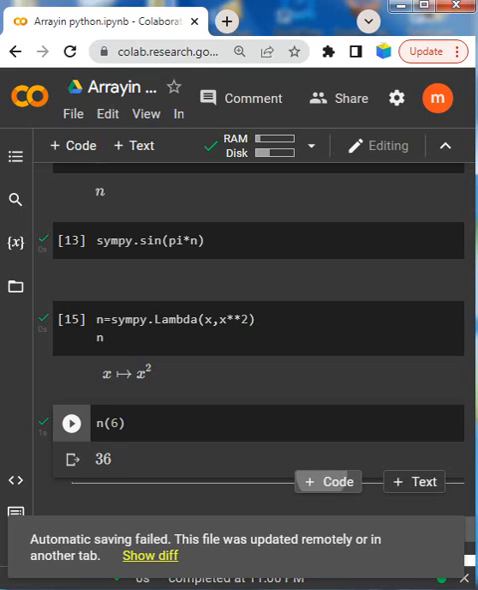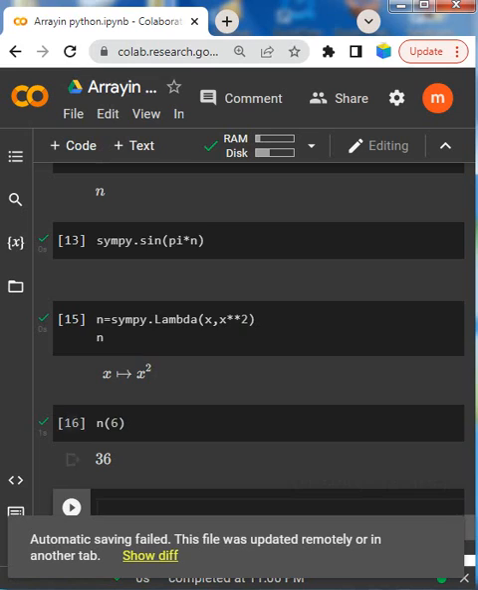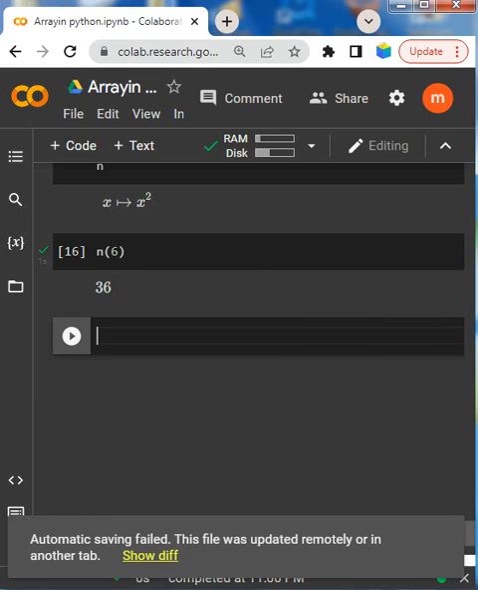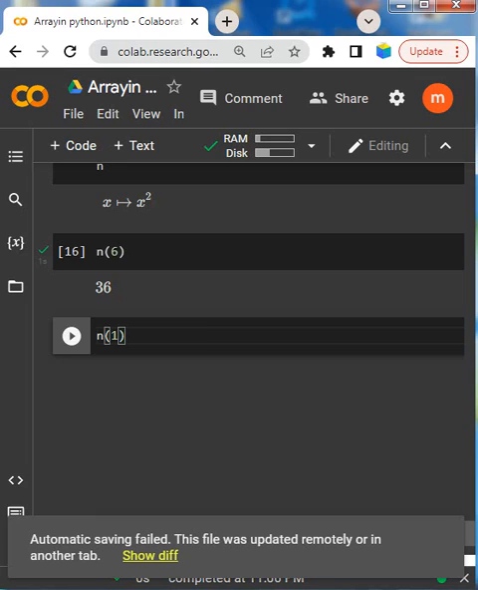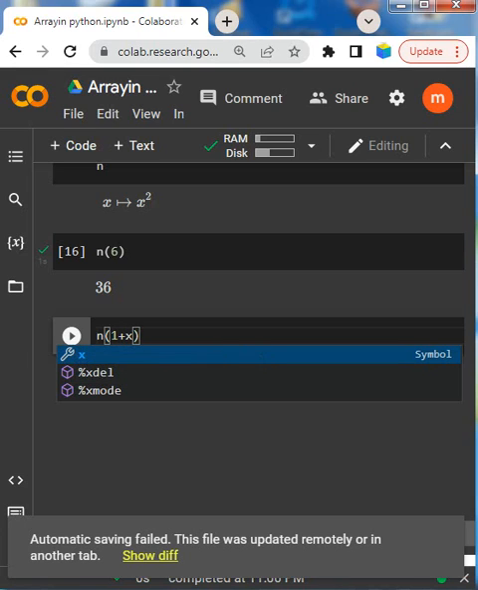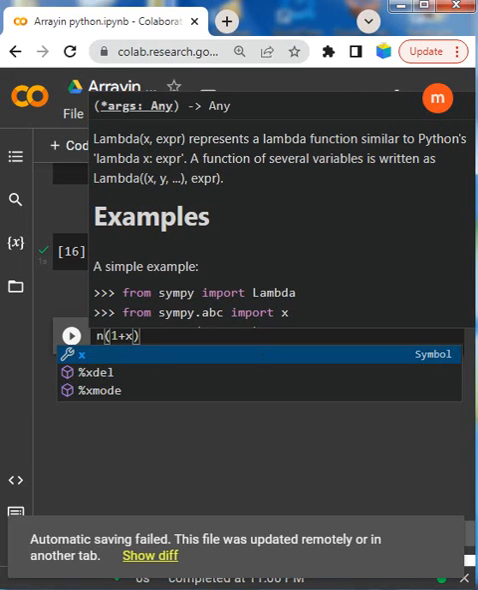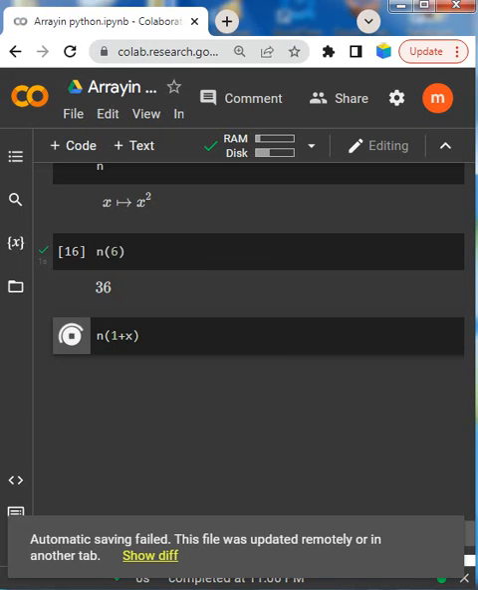Similarly, I am going to write x tends to n of 1 plus x. Okay, so n at 1 plus x, and also you can easily get 1 plus x, and it has been printed as (x plus 1) whole square.